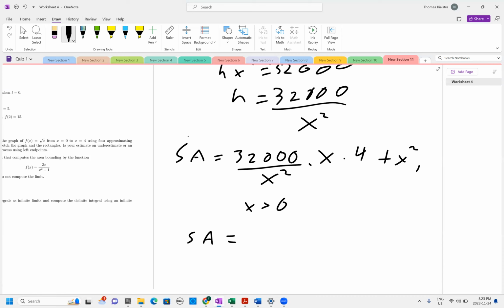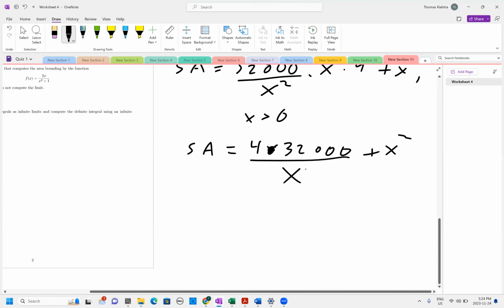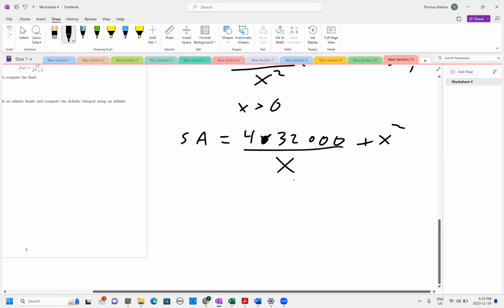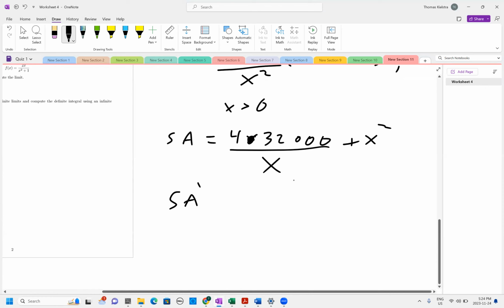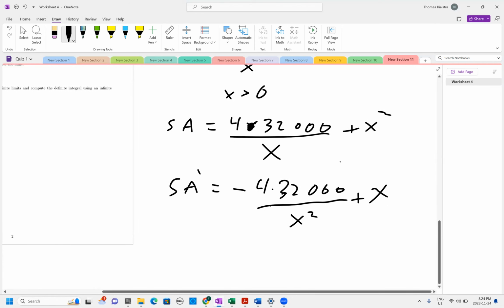So our surface area equation equals 4 times 32,000 over x, plus x squared. And we'd like to minimize this expression over the domain. To do this, we're going to look at its derivative. So we take the derivative of the surface area, and this is equal to negative 4 times 32,000 over x squared, plus 2x.